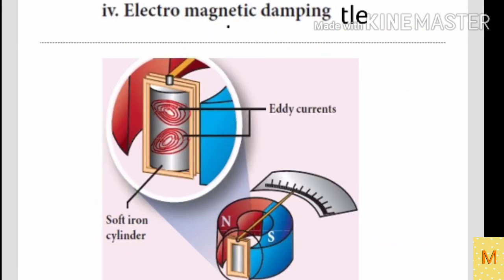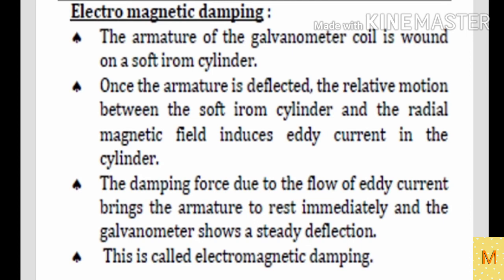Next one is about electromagnetic damping. The armature of the galvanometer coil is wound on a soft iron cylinder. Once the armature is deflected, the relative motion between the soft iron cylinder and the radial magnetic field induces eddy current in the cylinder. The damping force due to the flow of eddy current brings the armature to rest immediately and the galvanometer shows a steady deflection. This is called electromagnetic damping.